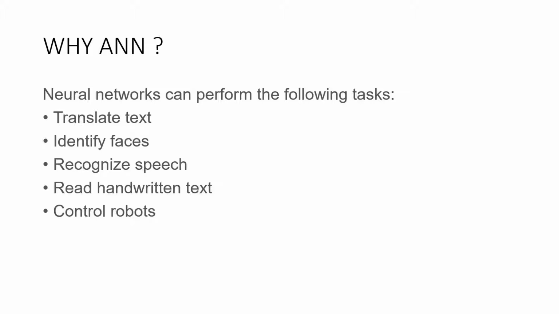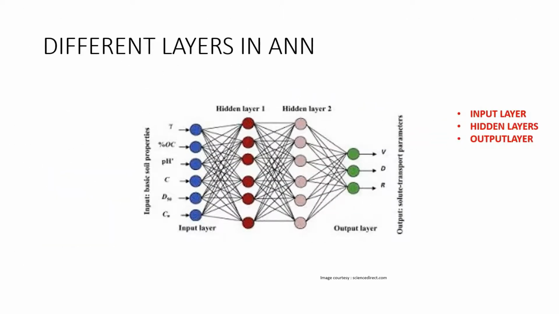Next, we will discuss different layers in artificial neural network. The neural network is constructed from three types of layers: input layer, hidden layers, and output layer. Input layer, the initial data for the neural network. Hidden layers, intermediate layer between input and output layer and the place where all the computation is done. Output layer, it produces the result for given inputs.